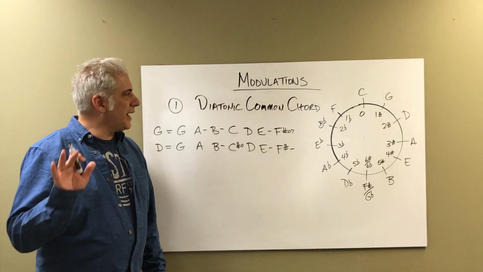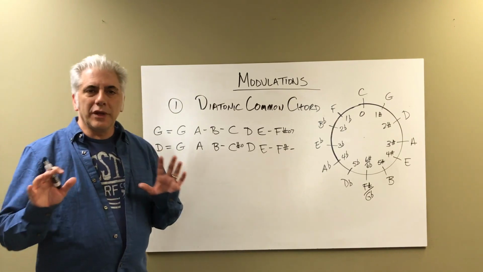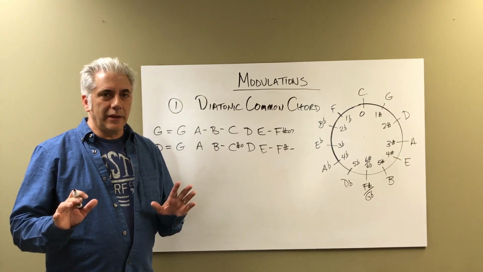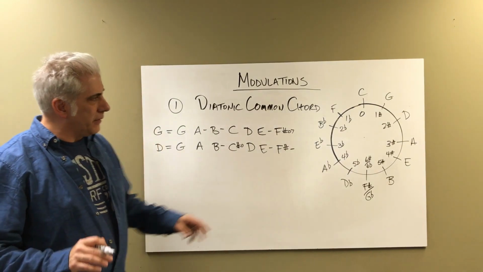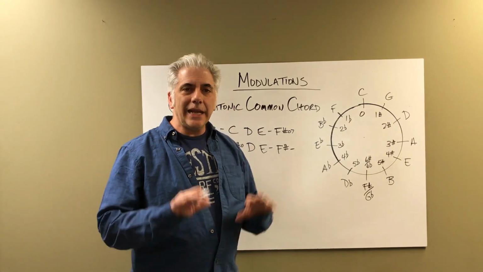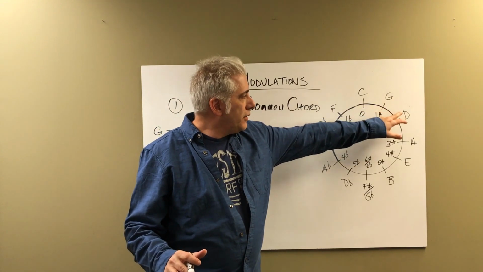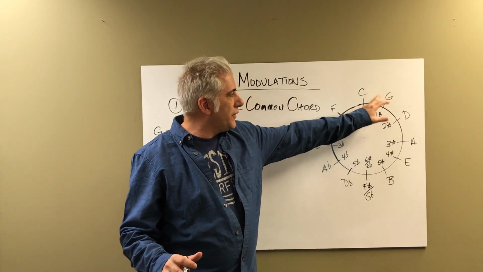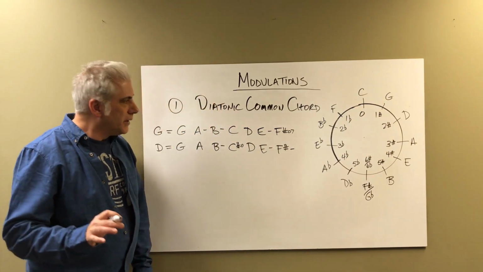Okay, number 1, the diatonic common chord modulation. If we take two keys that are closely related, and when I say closely related, I have the keys of G and D major here. And they're closely related because on the circle of fifths they're right next to each other. Any keys that are next to each other are closely related. G and D are related, G and C are related very closely, both of them, and you'll see how. I'll show you.